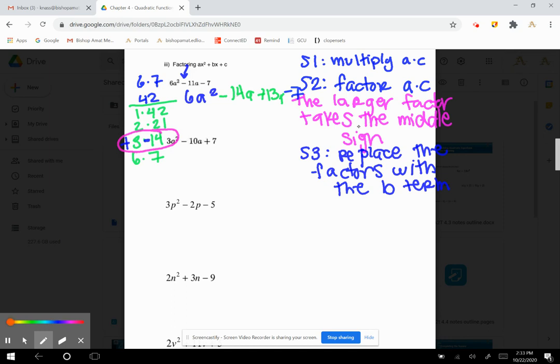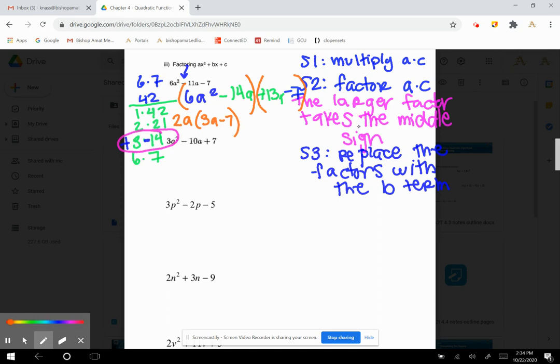Okay, now when I have 4 terms, I group those together. So first, what can I pull out of this one? Well, I can pull out a 2 to 6 and 14, and I can pull out an a. So I'm left with 3a minus 7. Okay. And then what can I pull out here?